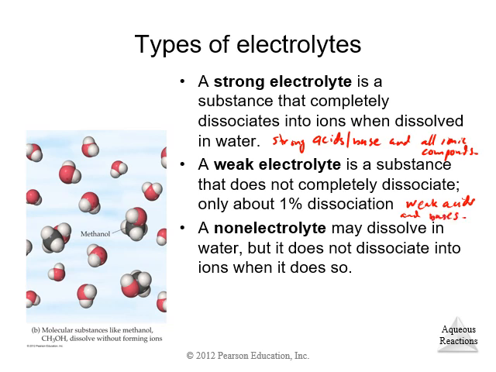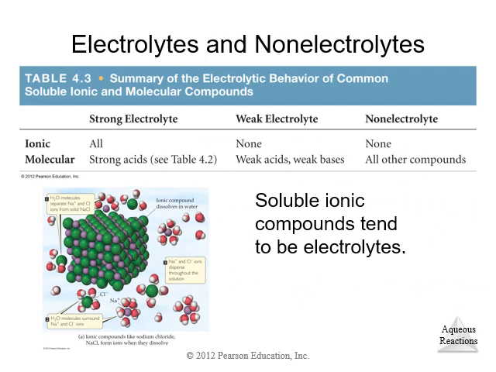And then a non-electrolyte may dissolve in water, but it does not dissociate into ions when it does so. So this could be other covalent compounds, such as sugars or alcohol. They are both able to dissolve in water due to the oxygen that's present within the molecules, but they are not able to separate into ions. This is just a little summary table showing all the different types of electrolytes. Wanted to clarify just a couple of things here.